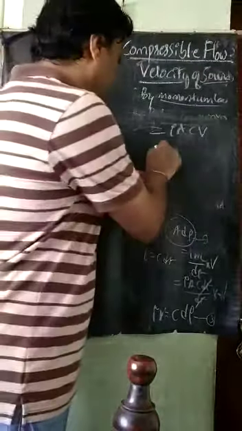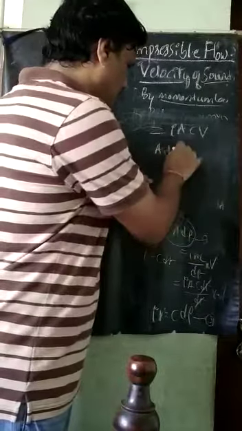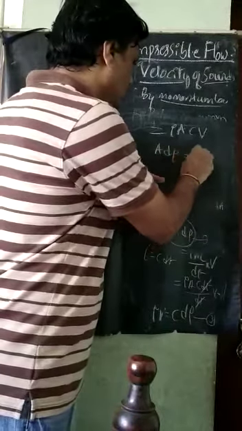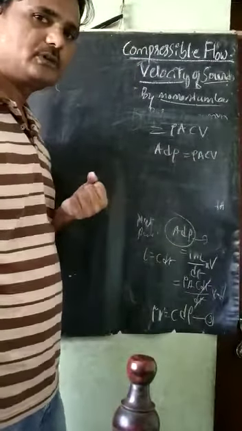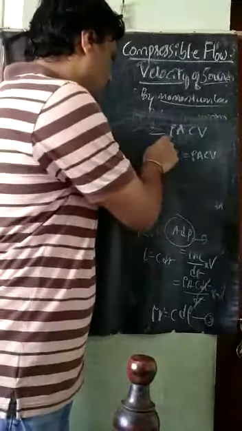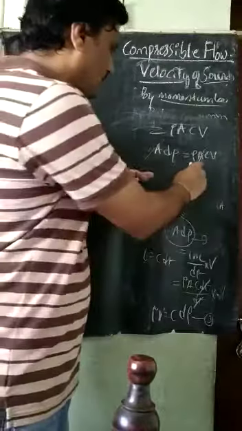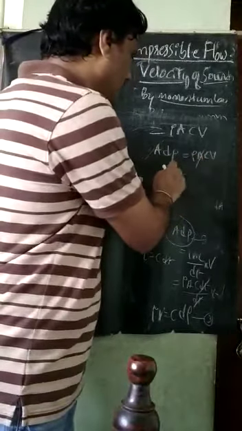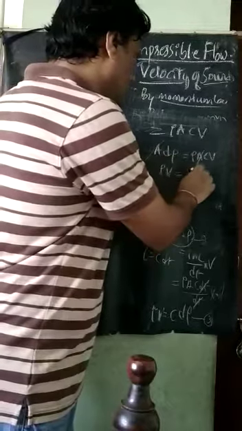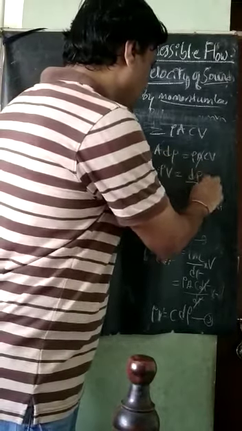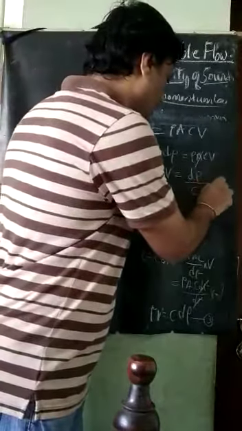So A into dP is equal to rho A into C into V. Both are the force here. So therefore this area gets cancelled. So what we need here is rho V is equal to dP divided by C. Call this equation number 4.